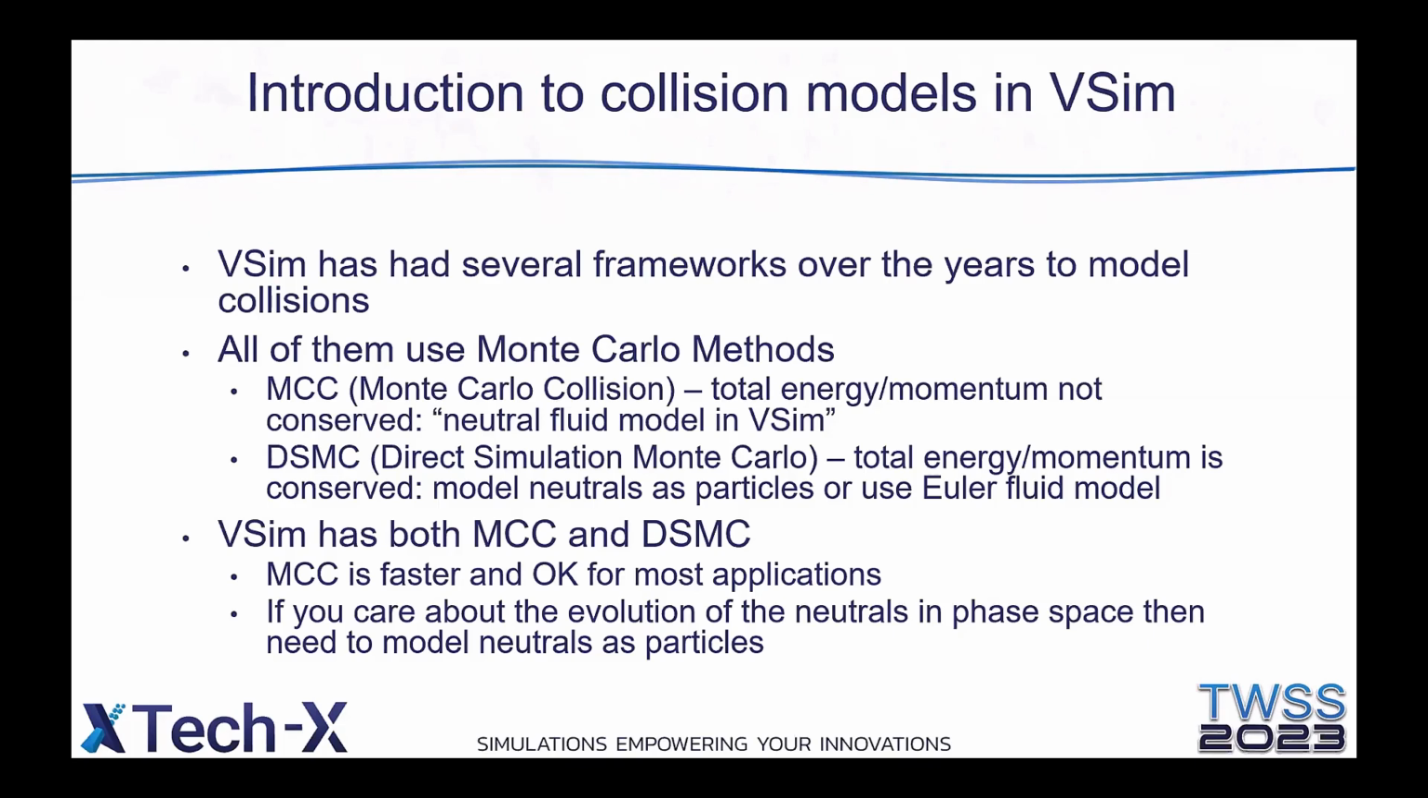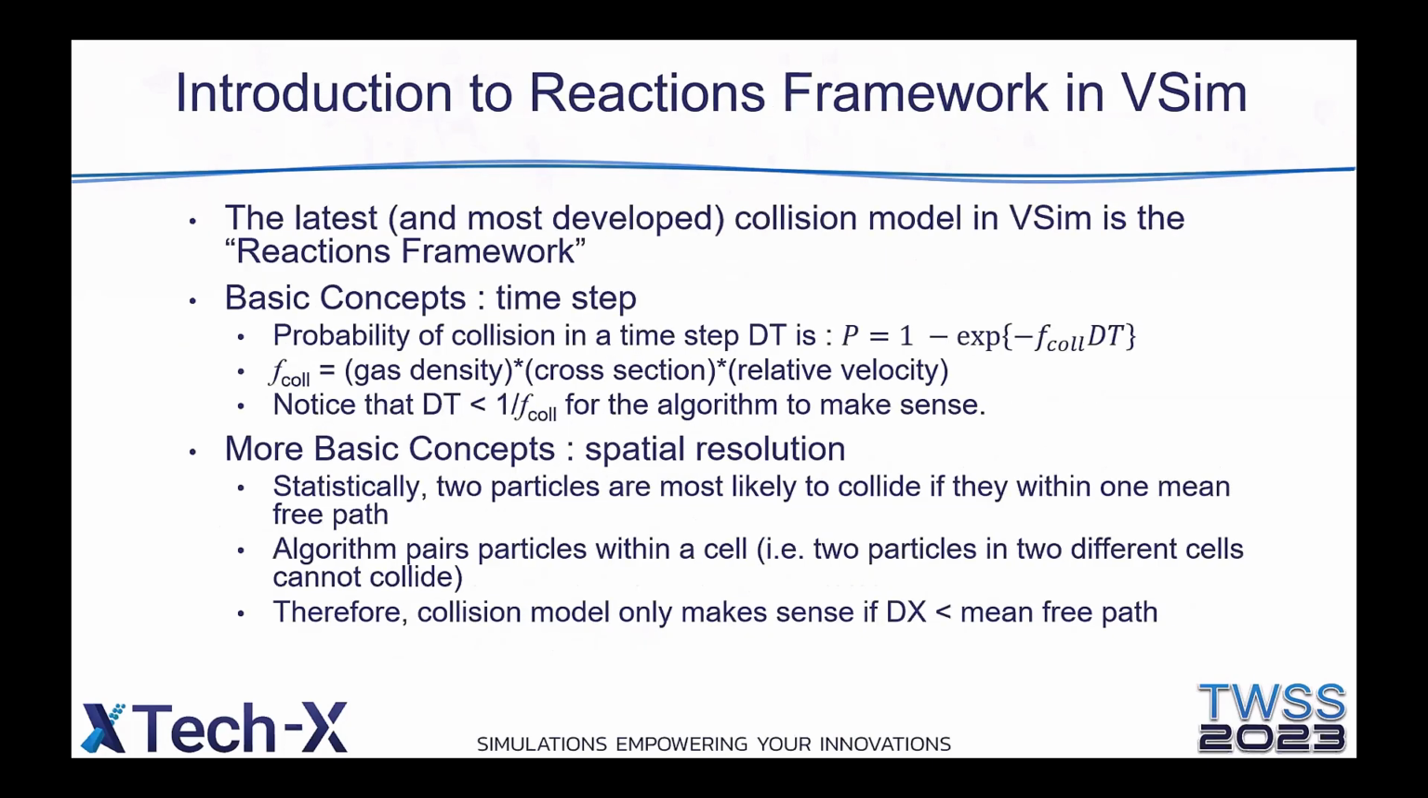MCC tends to be faster and is okay for most applications. And the nice thing about VSim is it's pretty straightforward to switch over to using DSMC if you thought you needed to down the road. And just one tidbit that I often get asked by customers is, should I model my neutral as a fluid or a particle? And my answer is usually, if you care about the evolution and the phase space distribution of the neutrals, then you will need to model those as particles. Okay. In this work, I'm modeling the background neutrals as fluids.